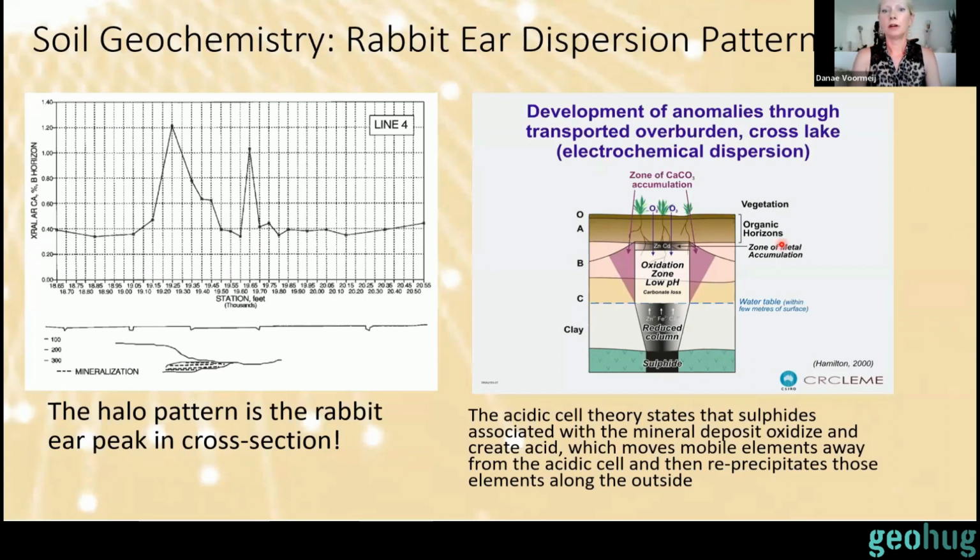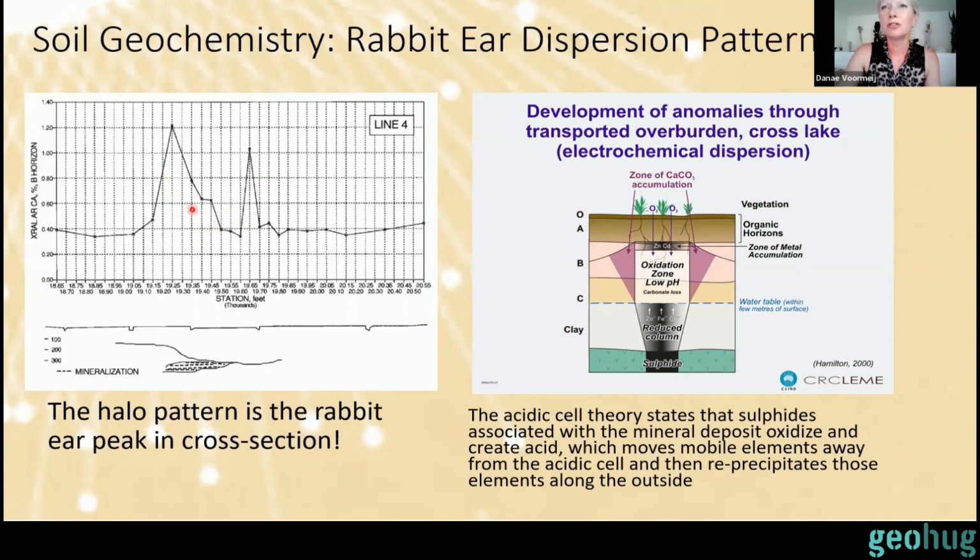Well, those peaks are also known as rabbit ear peaks. I'm sure you've heard of those before. For those of you who haven't, the halo pattern is the rabbit ear peak in cross section, and so your target is actually sitting right between those 2 peaks.